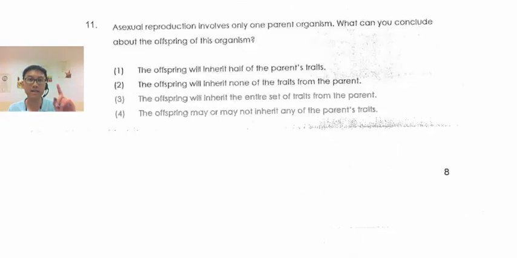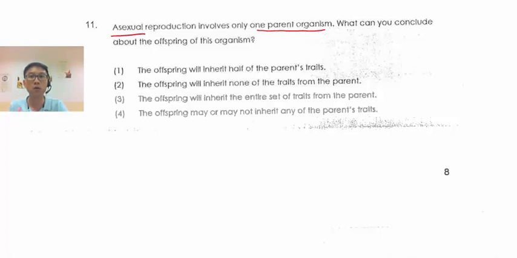Question 11, asexual reproduction. Now the word asexual, what does it mean? A means opposite. So the opposite of sexual reproduction means it only involves one parent organism. That means it is something like the amoeba that we saw just now. It does not need a male and a female. It can reproduce on its own. Another example of organisms that can reproduce asexually are snails. Snails can actually reproduce on their own.